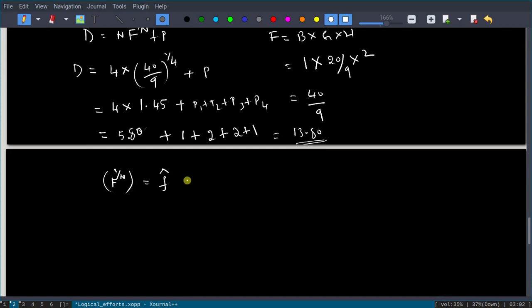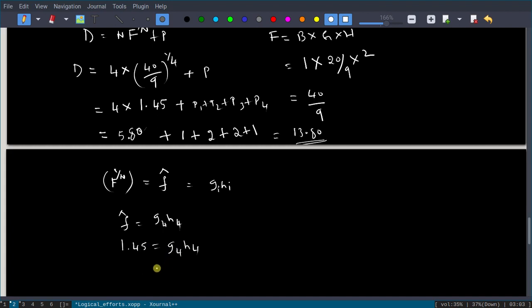Now this F cap is nothing but the individual F, that is GI into HI. We have considered the GI HI of each stage to be the same, that's why F to the power of 1 by N equals F cap, which equals GI into HI. So F cap is also equal to G4 into H4, also G3, H3, also G2, H2 and G1, H1, because we have considered the same stage effort to get the minimum delay. F cap we already know, it is 1.45.